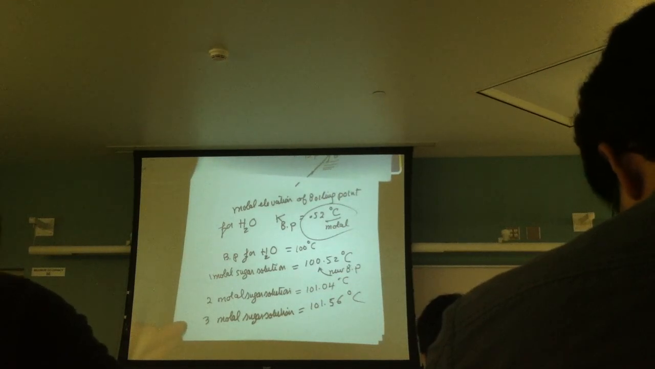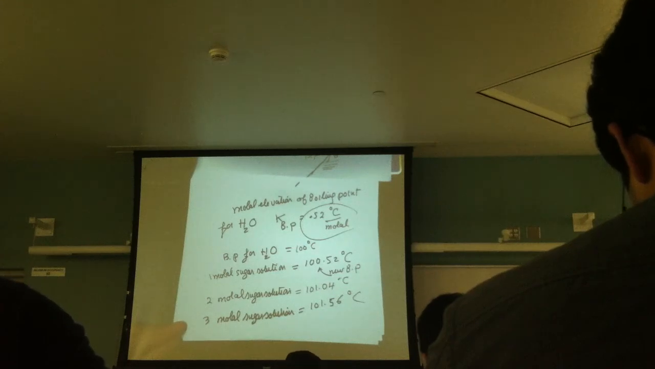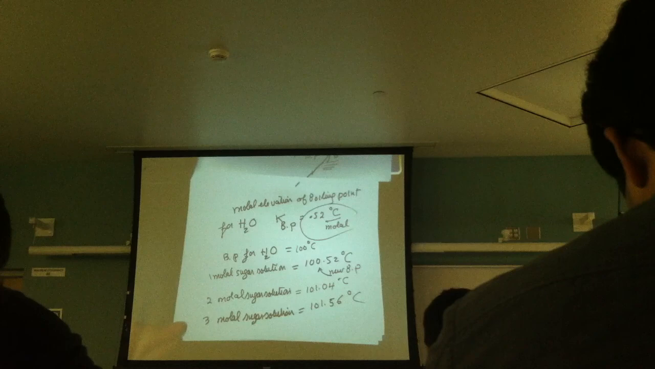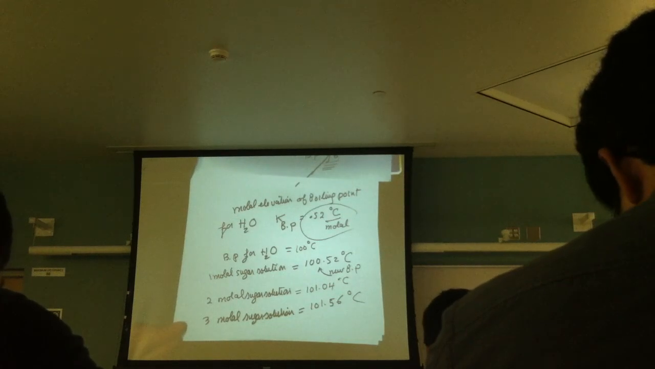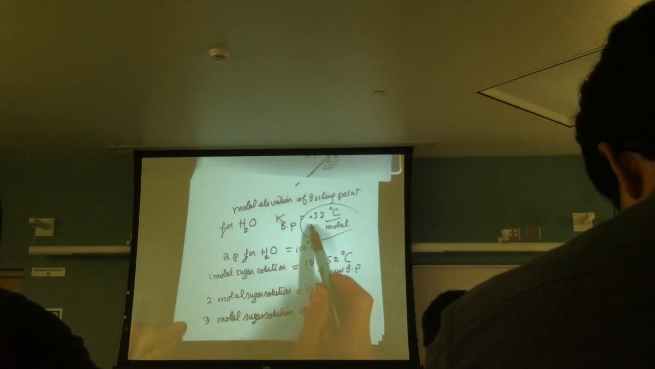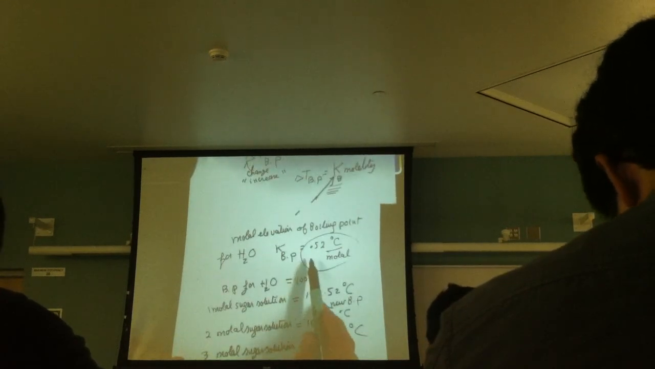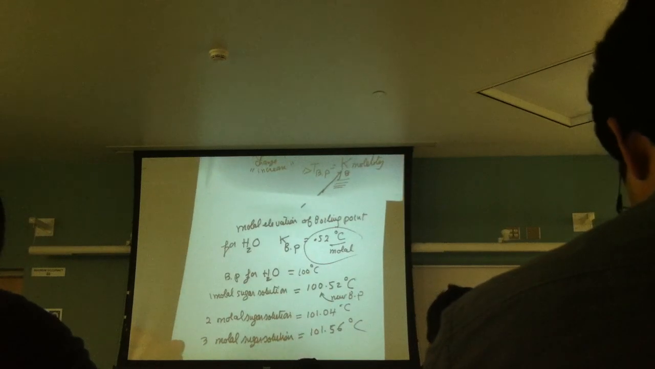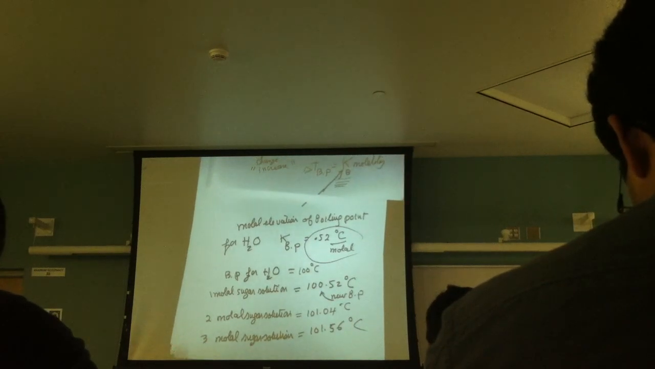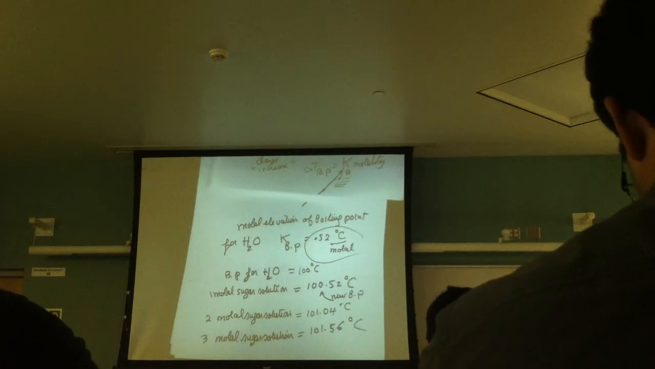You got the idea? So every 1 molar, what does molar mean? 1 mole. Every time you put 1 mole of sugar extra, what will be the increase in boiling point? 0.52 degrees. So, let's go back and read.